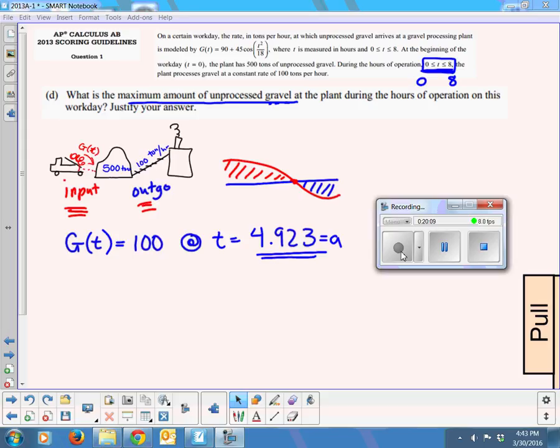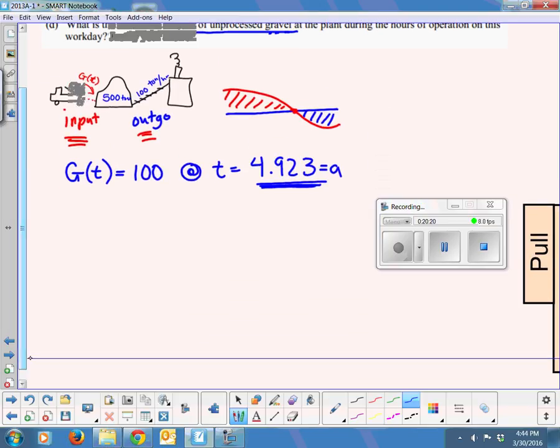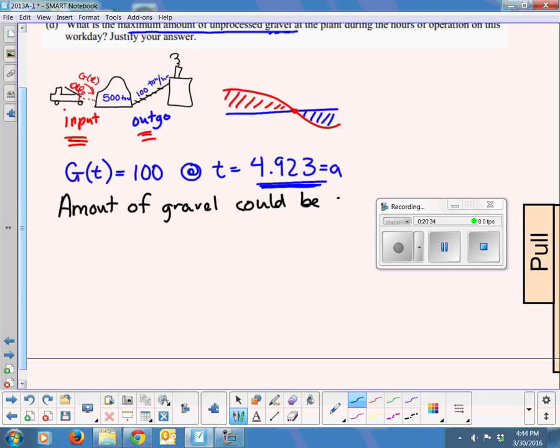Okay, so now it's time to do some math. So we know this is a possible point of maximum, and I think I just got done saying we should check some endpoints. So at this point, I would maybe write a sentence. I could say the amount of gravel could be a maximum at t equals 0, t equals a, because we already defined our a, or t equals 8.